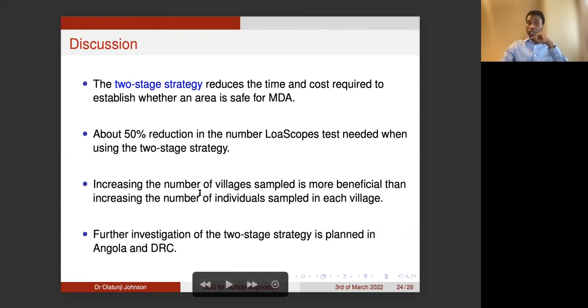And from the simulation, it clearly shows that visiting more villages is more beneficial than sampling more people in each village. This work is still ongoing; we still have to validate some of the conclusions we have here. There is a working pipeline to check our approach in Angola and DRC.